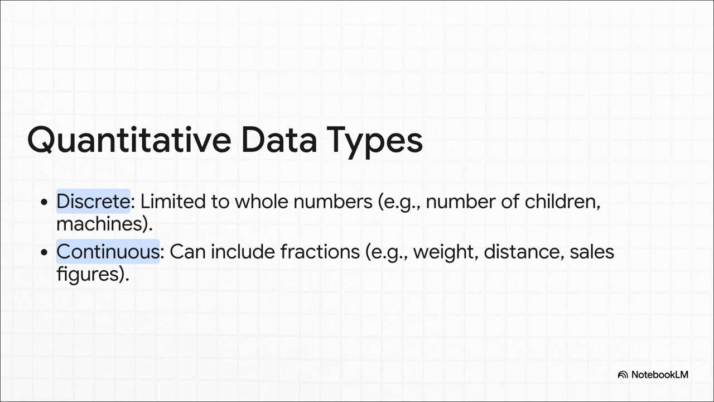And if we dig just one level deeper, you'll see that even this quantitative data splits into two types. First, you have discrete data. This means it can only be a whole number. Our family survey is the perfect example, right? You can have 3 kids, but you can't have 3.5 kids. The other type is continuous data, and this can be pretty much any value. Think about a person's weight or a company's sales figures. It can have fractions and decimals.